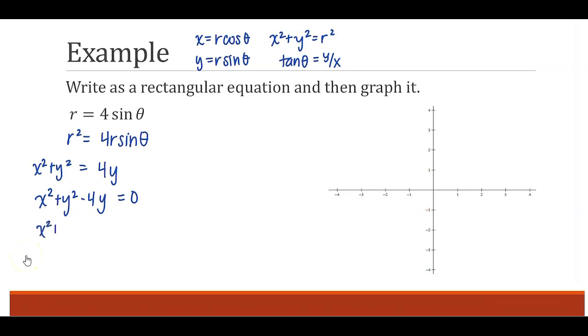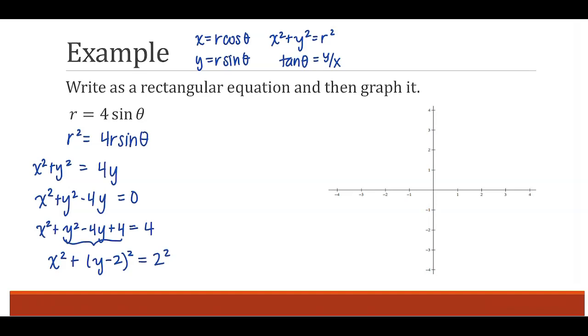So I have x squared plus y squared minus 4y plus 4. Completing the square here, if I take the negative 4 divided by 2, I get negative 2. Negative 2 squared is 4. But if I add 4 to one side of the equation, I have to add 4 to the other side of the equation. And now these three terms are a perfect square. That's why I completed the square. So I have x squared plus (y minus 2) quantity squared equals 4, which is 2 squared.